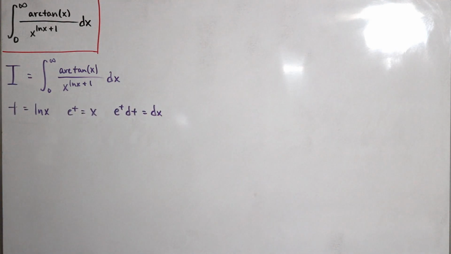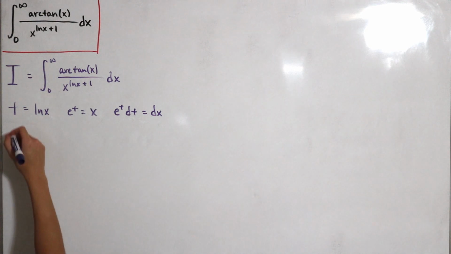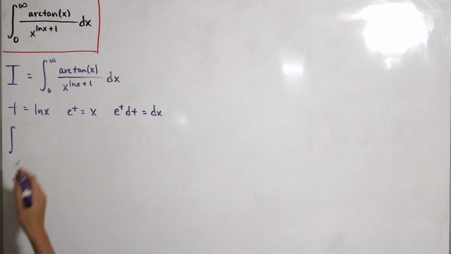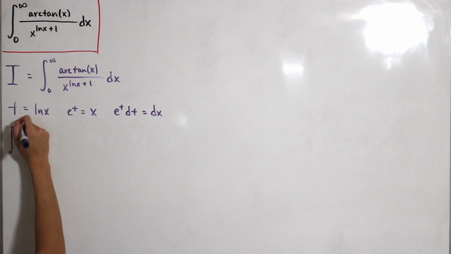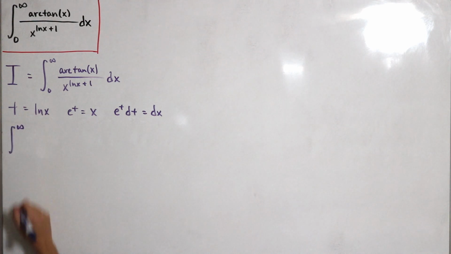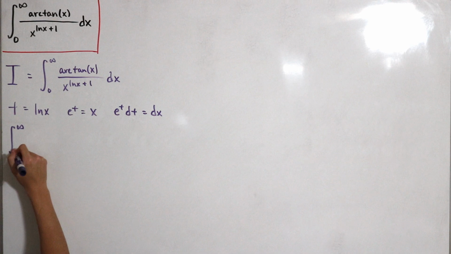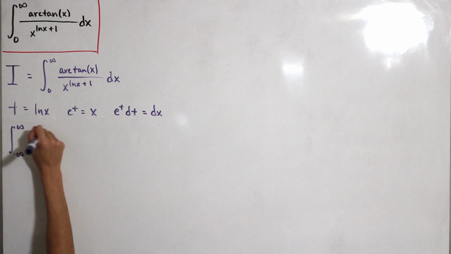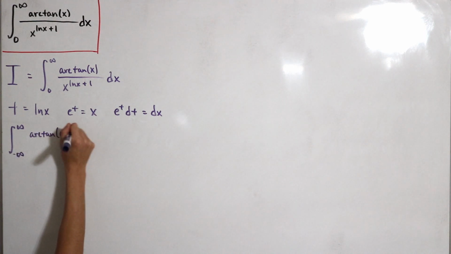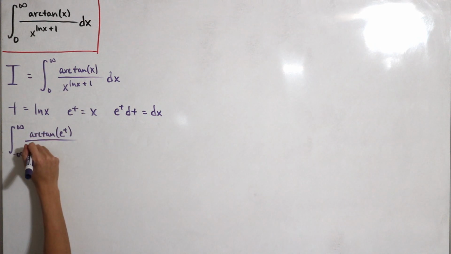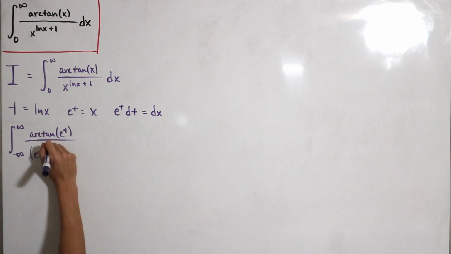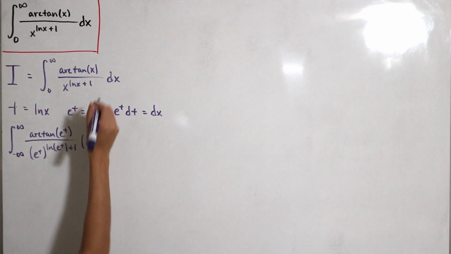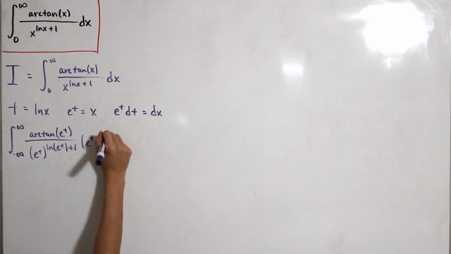All right, now let's plug in our substitution and get our new integral. First we have to put in our new bounds. When x is equal to infinity, t would have to approach infinity, and when x is 0, t would have to approach negative infinity. Now let's plug everything back in for x. We have arctan of e to the t, divided by e to the t to the power ln of e to the t plus 1, and then don't forget to plug in your dx substitution, e to the t dt.